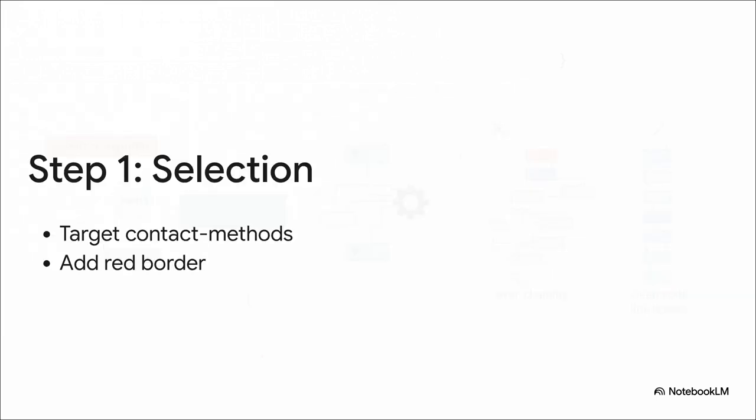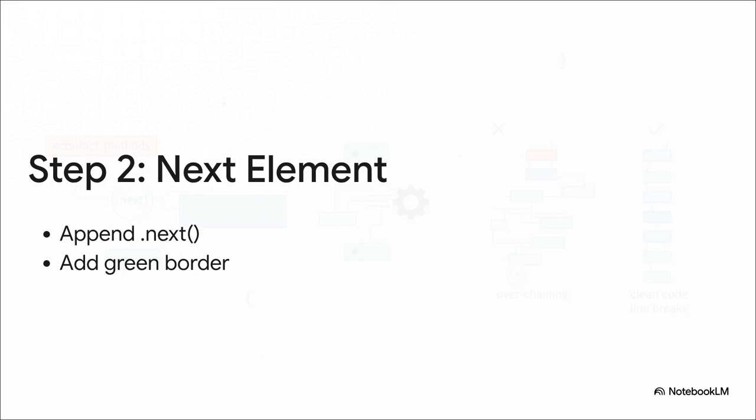Starting off the chain, just like we always do, we use the $ sign to declare we're using jQuery. Then, we go after our very first element on the page. In this specific case, we're targeting an ID called contact methods. Once we have that element returned to us, we initiate the first action in our chain. We use the .css method to change the border to 2 pixels, solid and red. Pretty simple so far, right? That is step 1. Let's move on and see how this builds.